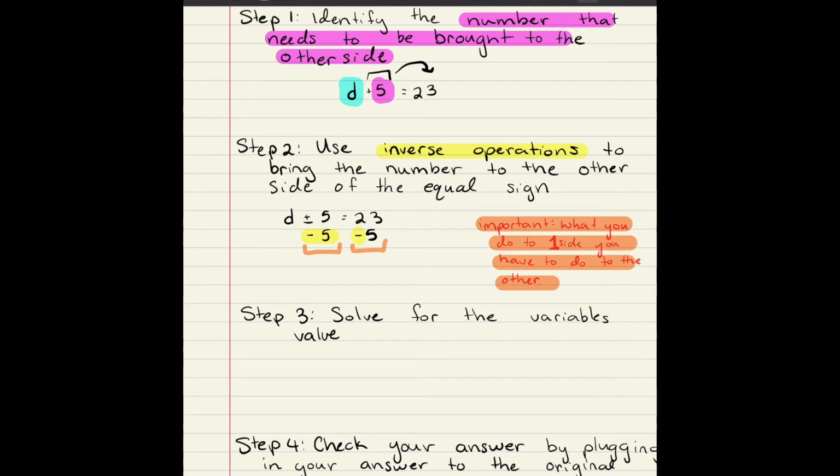And step 3 is to solve for the variable's value. So now I have d plus 5 equals 23. I'm subtracting 5 from both sides. And once I subtract 5, it gets canceled out.